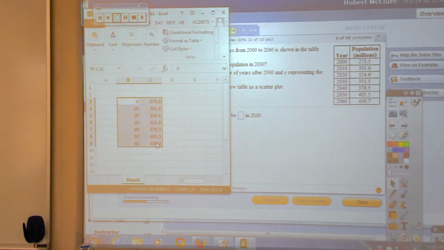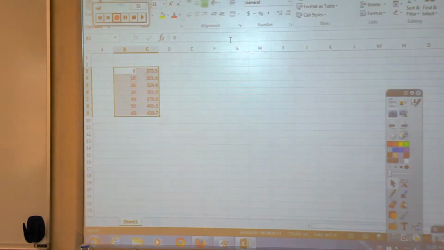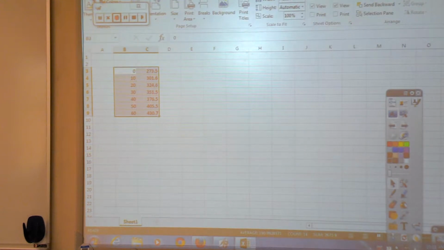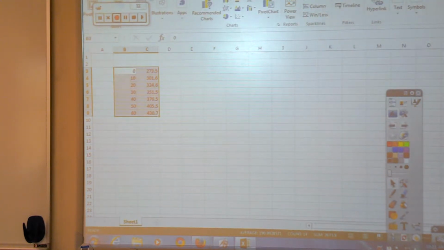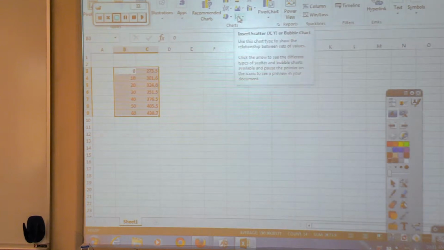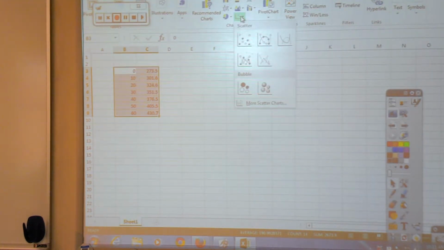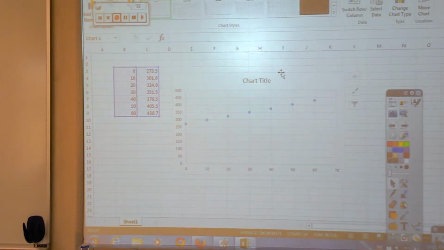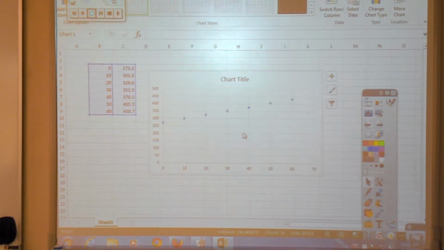You wanted to do a chart plot. You go up to insert, and right in here is your charts. There's your scatter plot right there. And there's your chart. That's what it's going to look like. You can do this on your calculator by going to table, and filling out the first two columns, and then you can go to chart, and there's your chart right there.